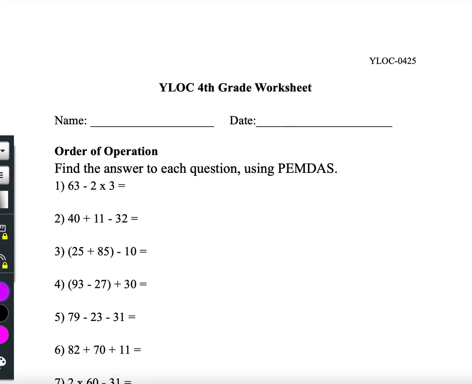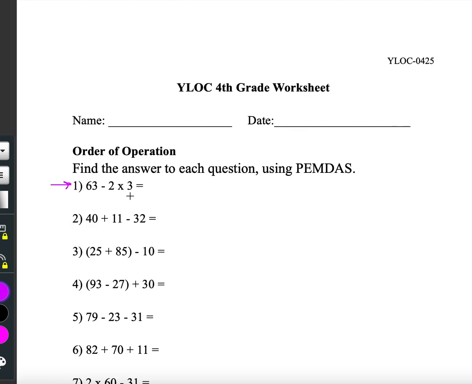Okay, so let's start with number 1. So number 1 is 63 minus 2 times 3. So with situations like these, we use PEMDAS, which is parentheses, exponents, multiplication, division, addition, and subtraction. So we go in this order to solve.